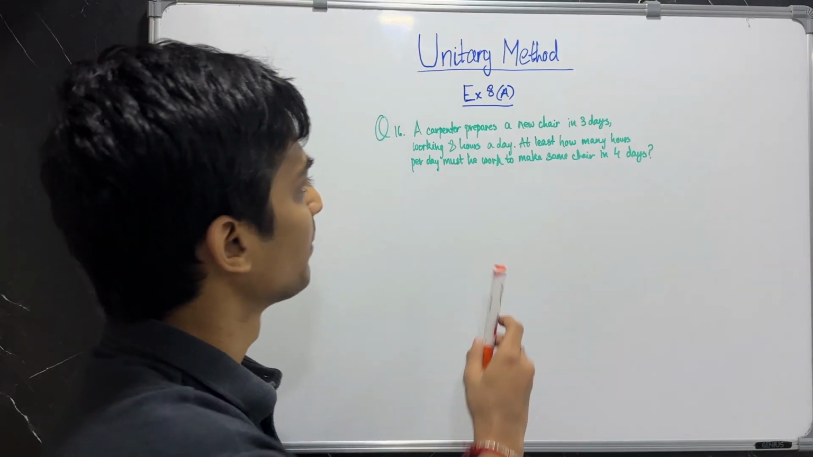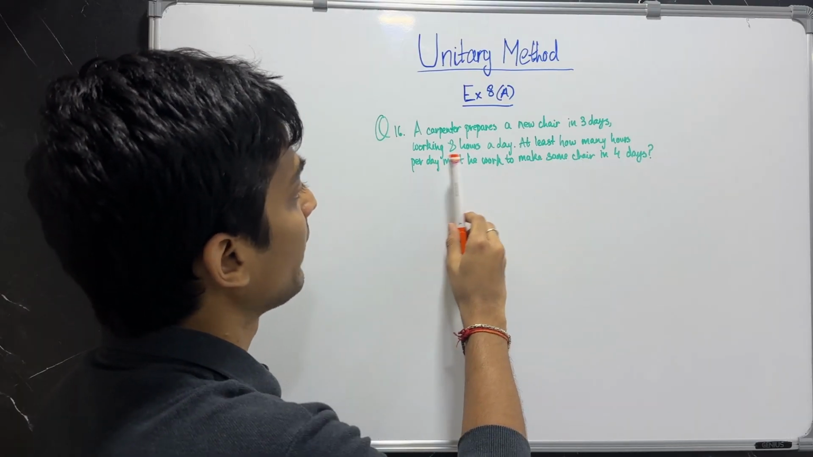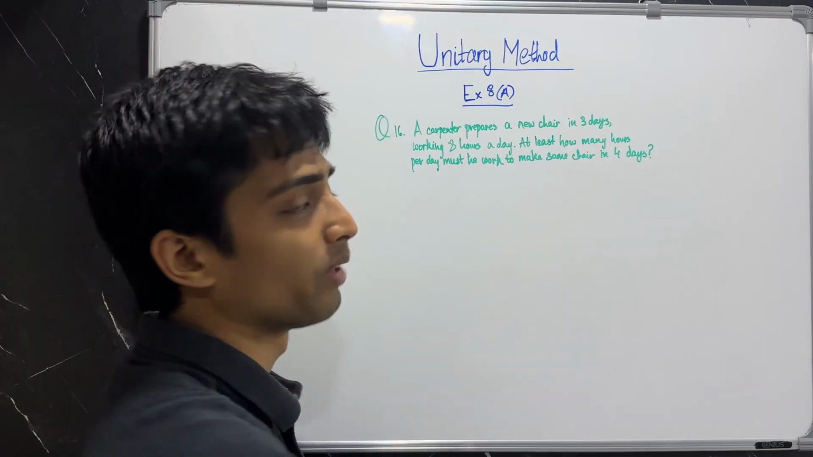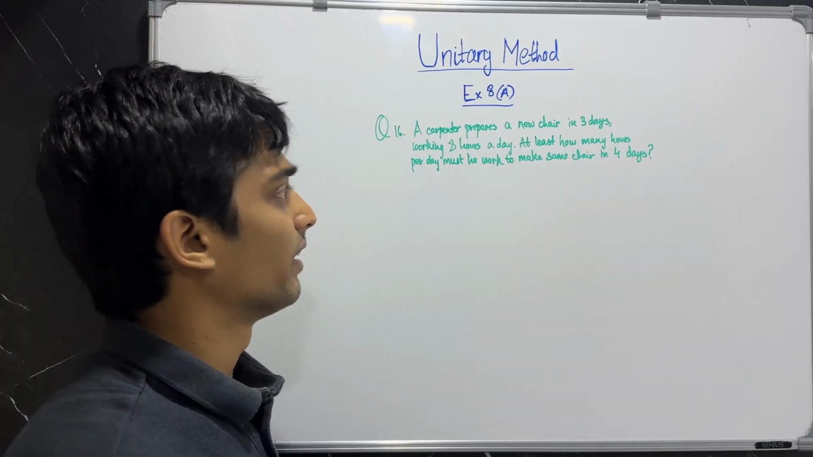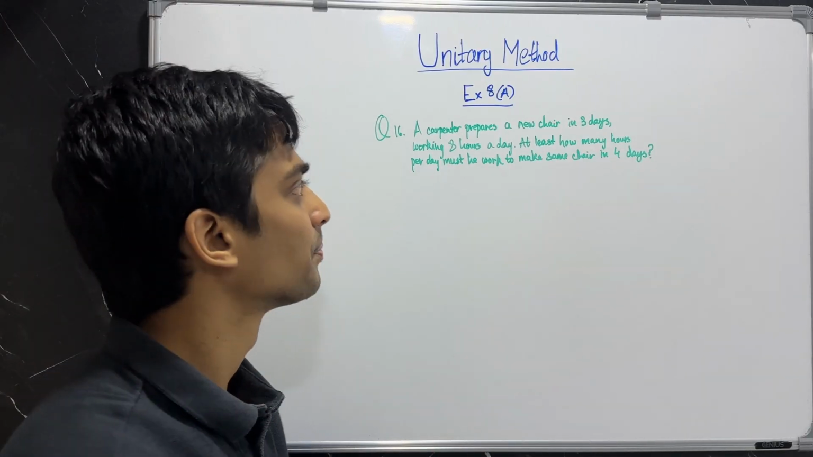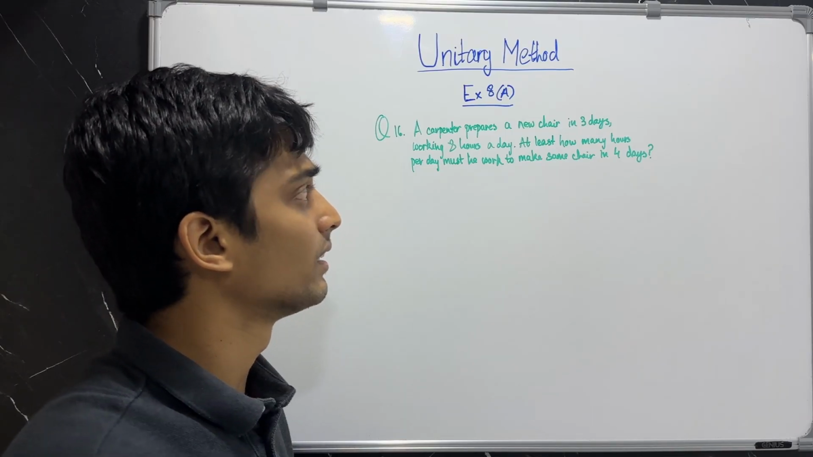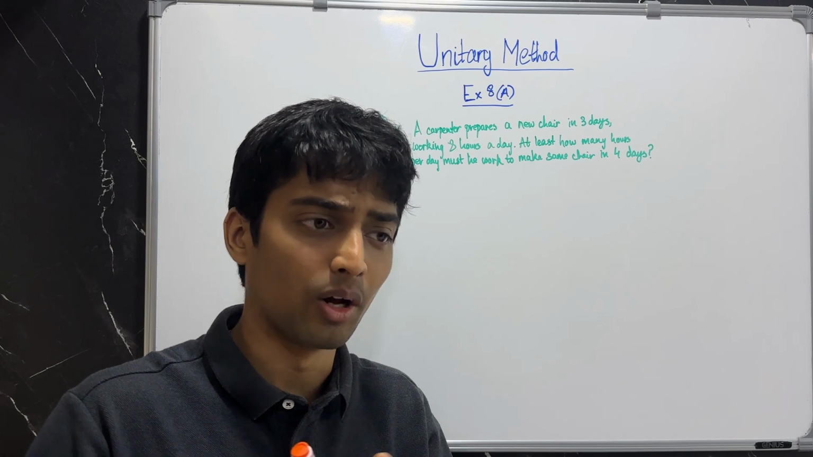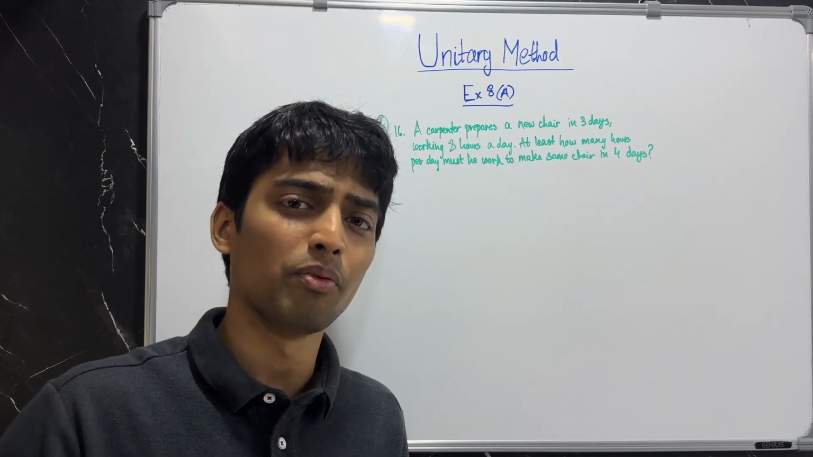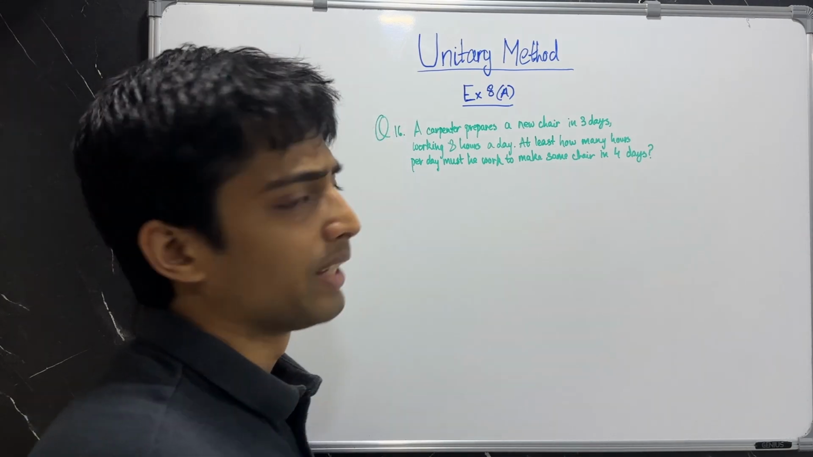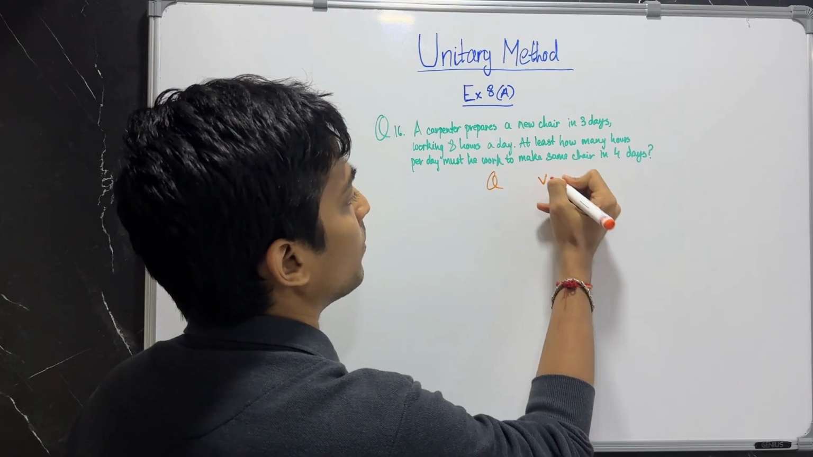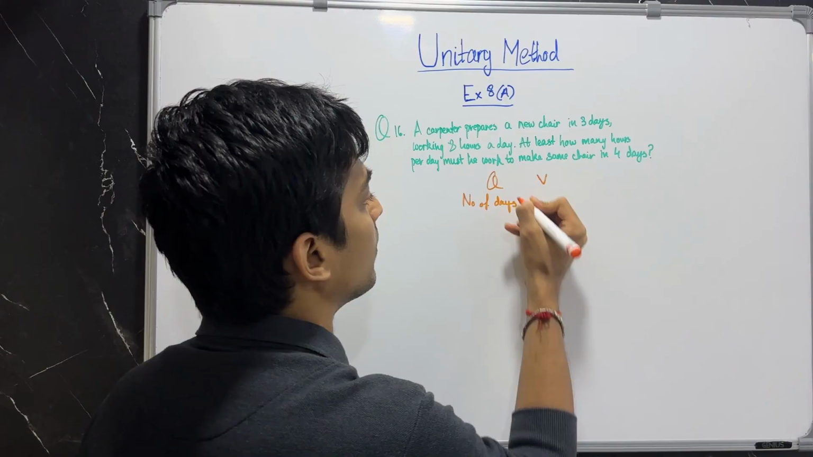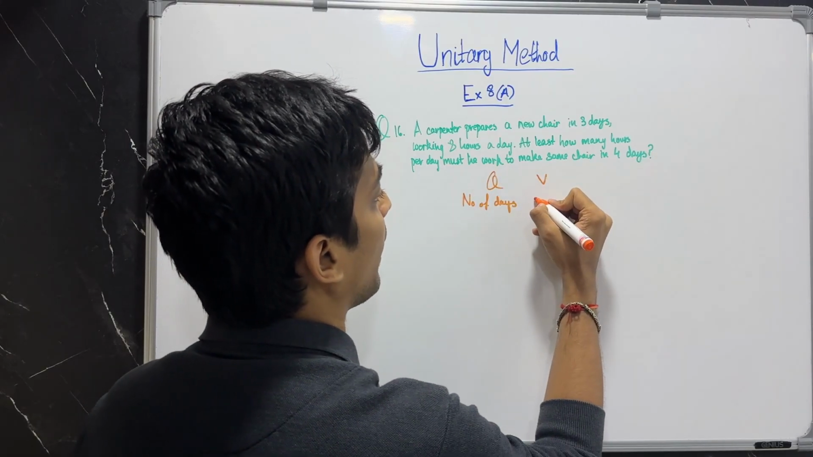16th sum. A carpenter prepares a new chair in 3 days, working 8 hours a day. At least how many hours per day must he work to make the same chair in 4 days? Let's understand the question first. It's a little tricky. What is happening is, initially, he's working for 3 days for 8 hours a day. If the work is spread out over more days, then the number of hours per day will reduce. So we can write here quantity and value: number of days, and value will be hours per day.